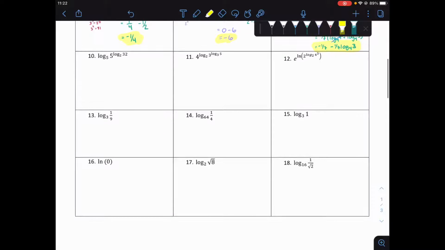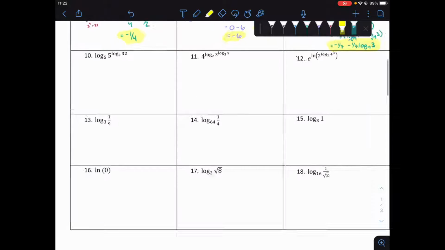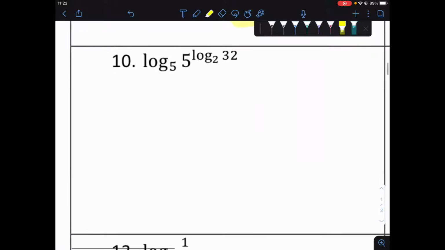So this is the second half of the worksheet. If you want to look at problems from the first half, check out the other video. All right, so this one is interesting because we have logs on logs and powers and lots of things happening. So let's do this in a couple different ways.